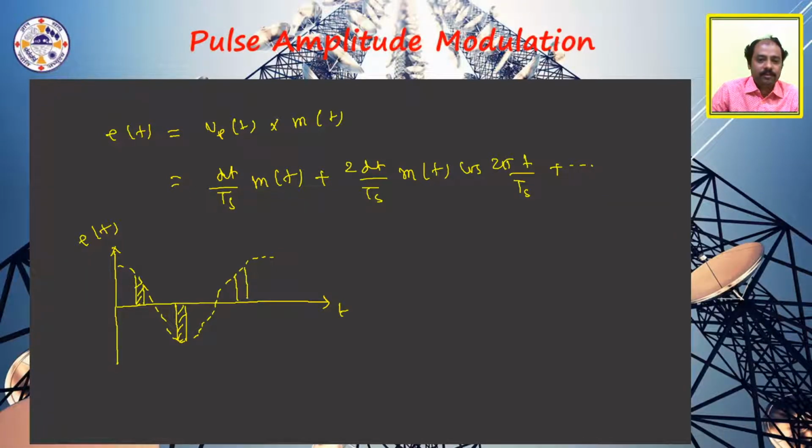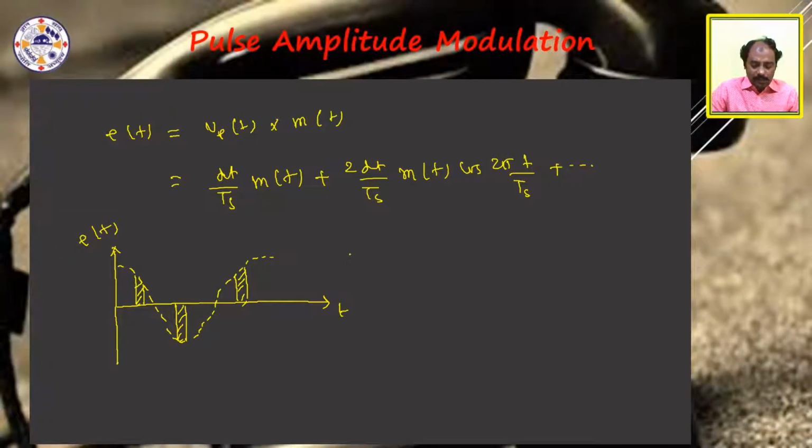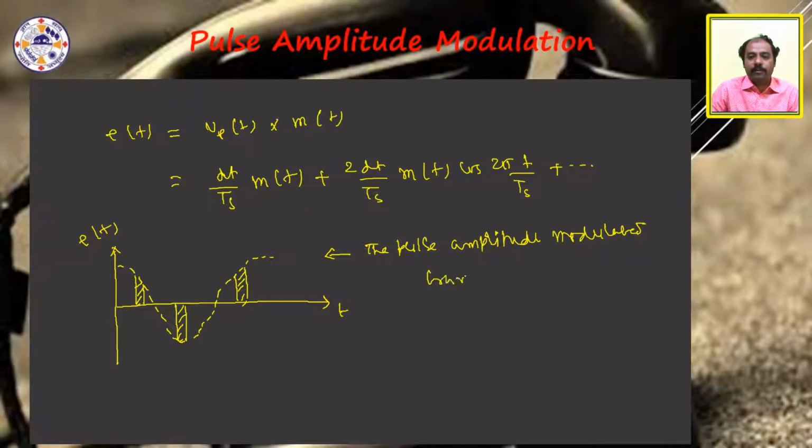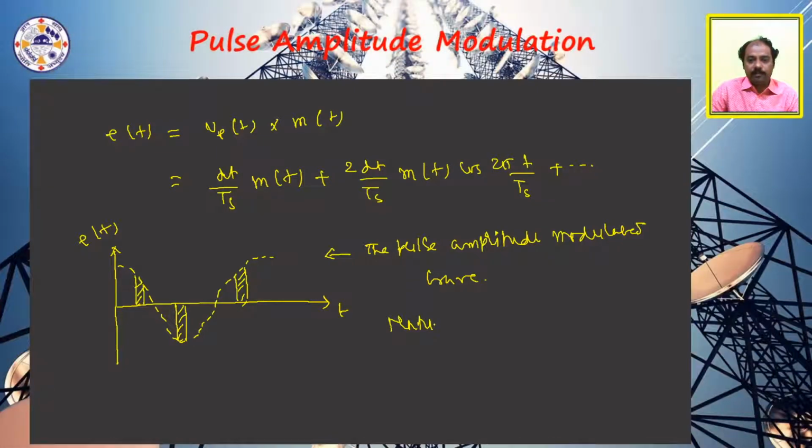So this is the actually modulated wave. Now the form of the pulse amplitude modulated wave will be this. This is the pulse amplitude modulated wave. Actually this is also called natural PAM.